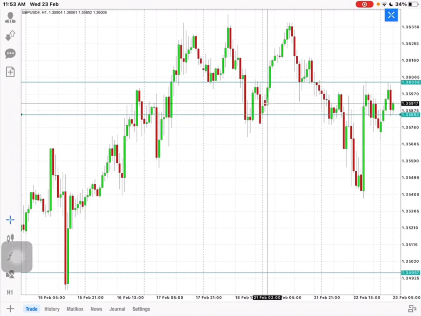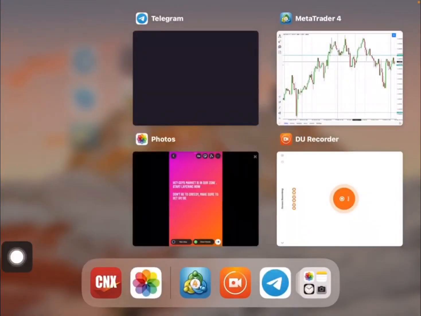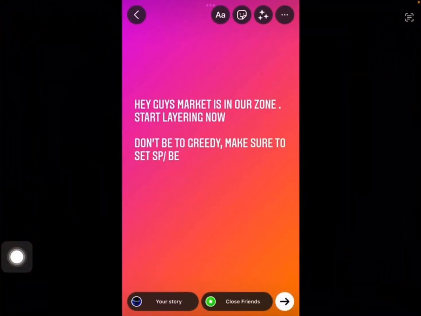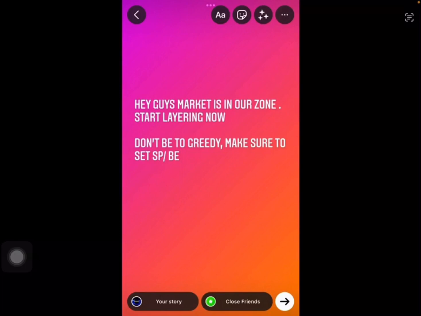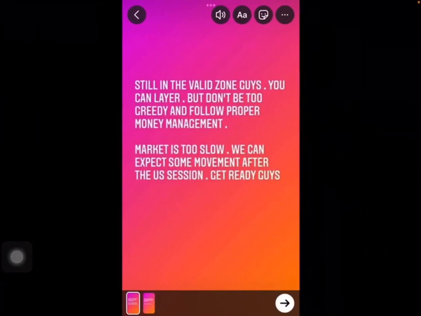But in my IG, let me show you what I did. You can see here, when the market was in the zone, I asked you to start layering. Layering means if you have a $100 account, with minimum money management, you put 0.01 first, not your full amount. If the market moves up a bit, you can place another 0.01. That's what layering means.